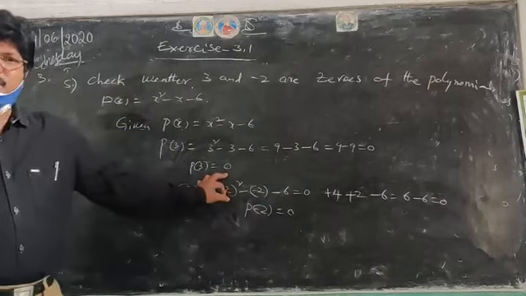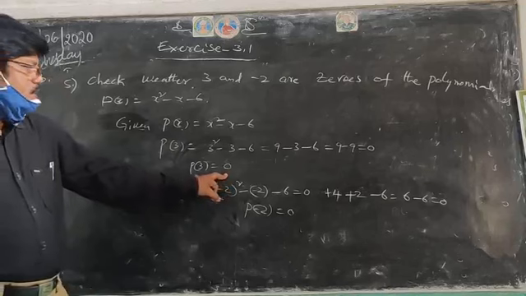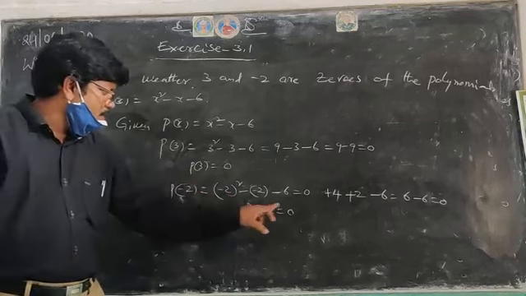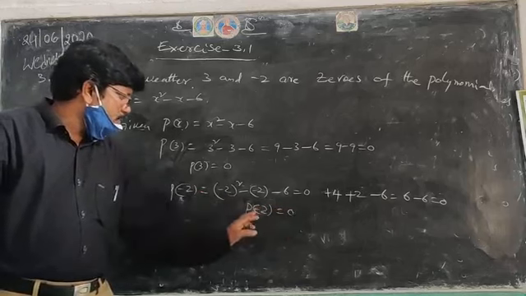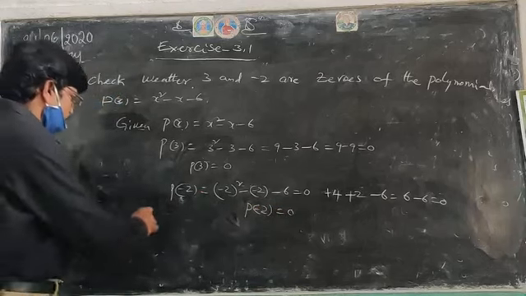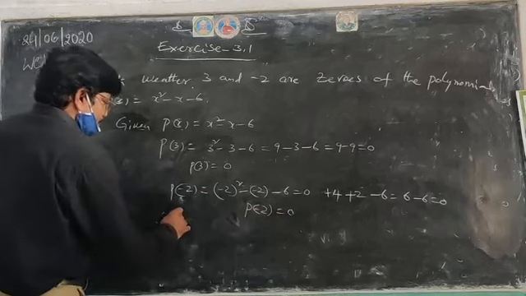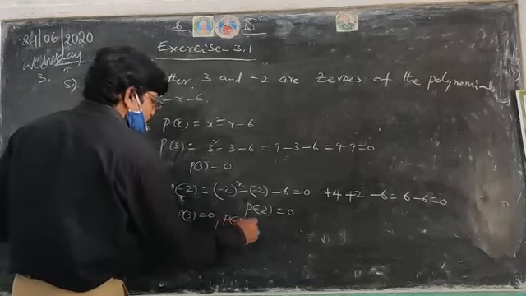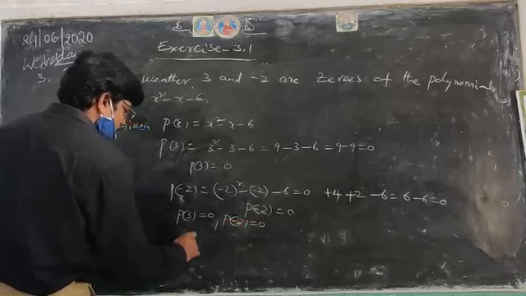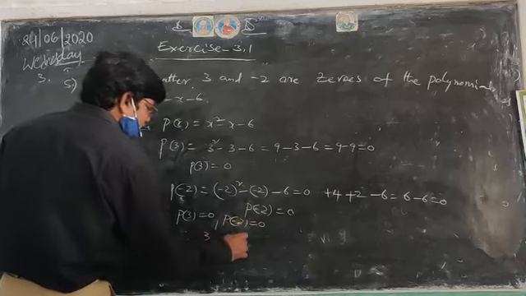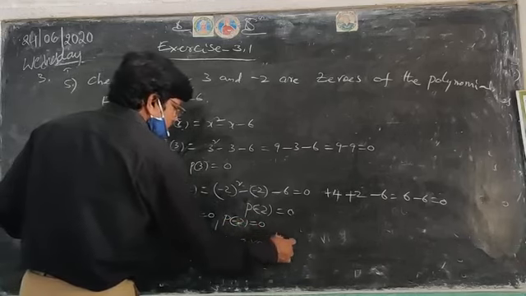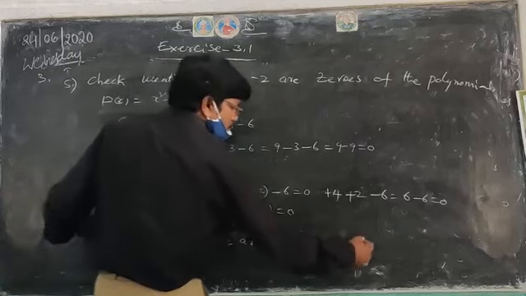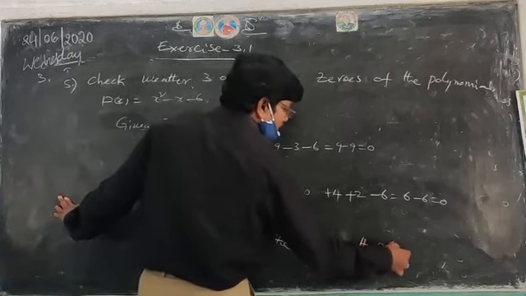P of 3 equal to 0 means 3 is a zero of the given polynomial. P of minus 2 equal to 0 means minus 2 is a zero of the polynomial. Therefore, P of 3 equal to 0, P of minus 2 equal to 0. Therefore, 3 and minus 2 are the zeros of the given polynomial.